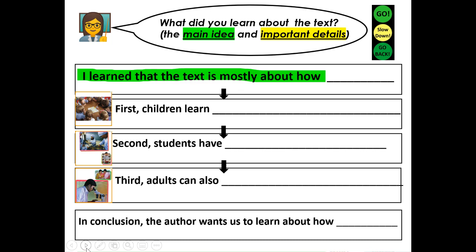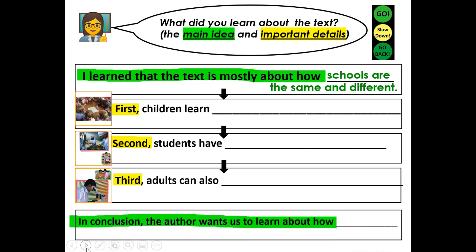I learned that the text is mostly about how schools are the same and different. So then you're going to slow down and tell me first one detail, a second detail sentence, and a third detail sentence. And then I'm going to give you your conclusion to remind the reader of the main idea or topic. In conclusion, the author wants us to learn about how schools are the same and different.